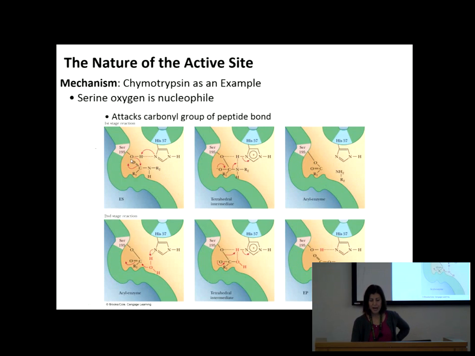So let's just review. We have the substrate, our peptide, comes in. The serine acts as a nucleophile by attacking the carbon of the carbonyl. What is this histidine acting as? It's accepting a proton. What accepts a proton? A base, right? Then what's it doing over here? It's donating a proton to the other side. So it's acting as an acid. So our serine is acting as a nucleophile, and our histidine is acting as an acid base.